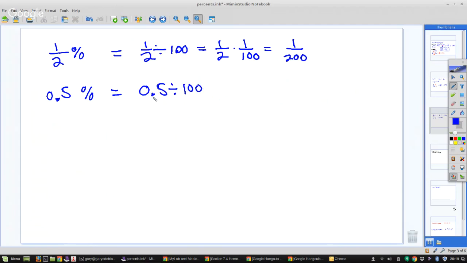Dividing by 100 is going to shift the decimal point to make this smaller, so the decimal is going to go to the right 2 places because of the zeros. So that would be 0.005.